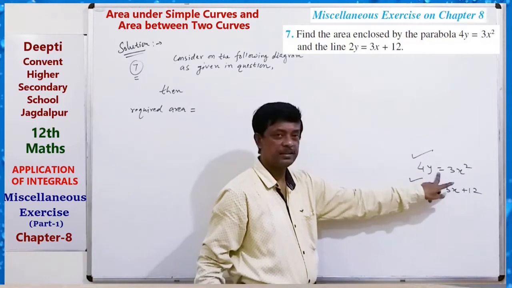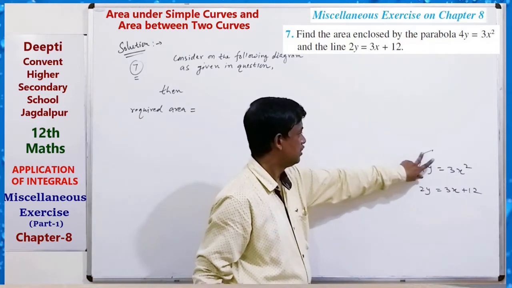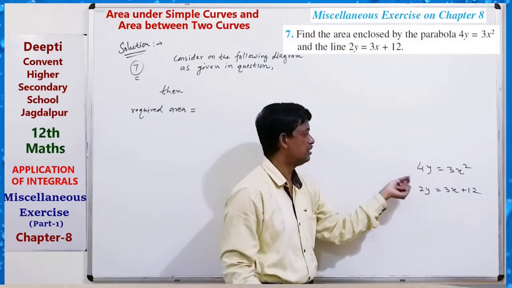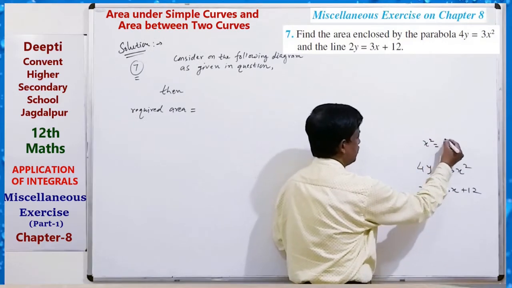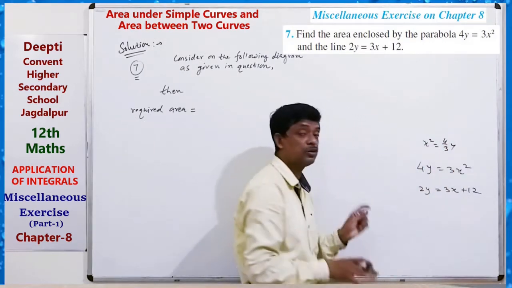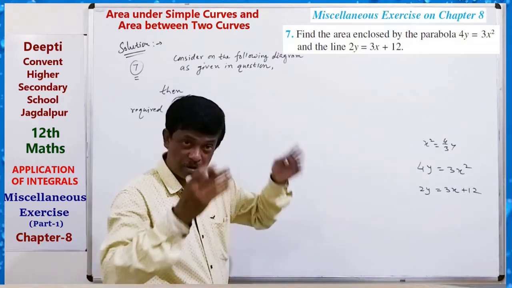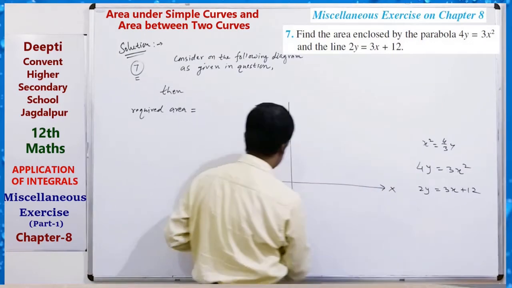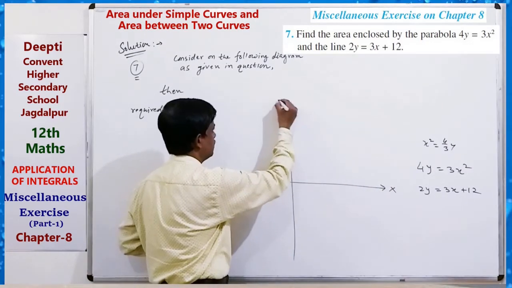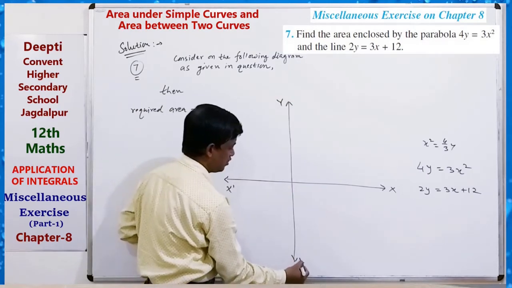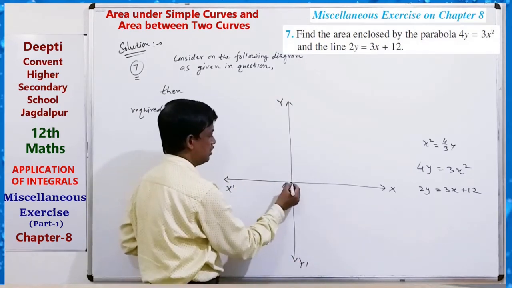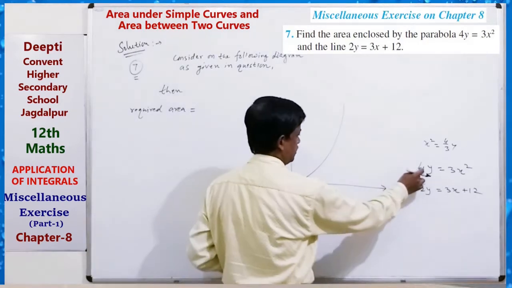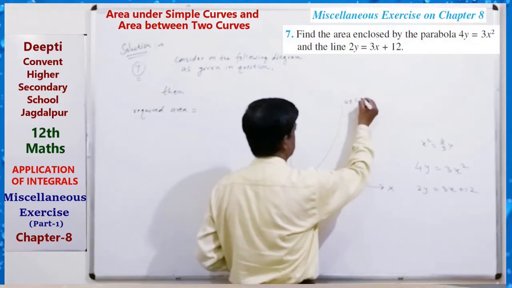This is the parabola. Clear? So first the parabola can be solved. x square equals 4 by 3 y. That is x square equals 4y. An upward parabola. So we can draw the diagram like this: x axis, x dash, y, y dash. Clear? This is only an upward parabola, 4y equals 3x square.